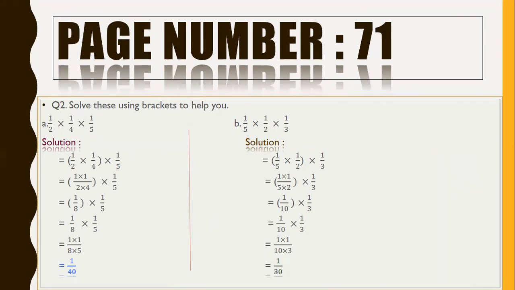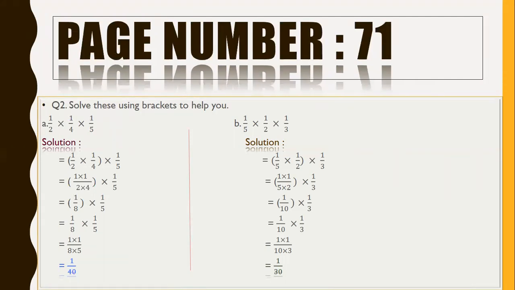We make partners of 1 by 2 and 1 by 4. We enclose these two fractions within the brackets. Numerator is multiplied with numerator and denominator is multiplied with denominator. 1 over 8 will be the answer of the product of these two fractions. Now we multiply 1 over 8 with 1 over 5. 1 over 8 multiply 1 over 5, 1 over 40 is your required answer.